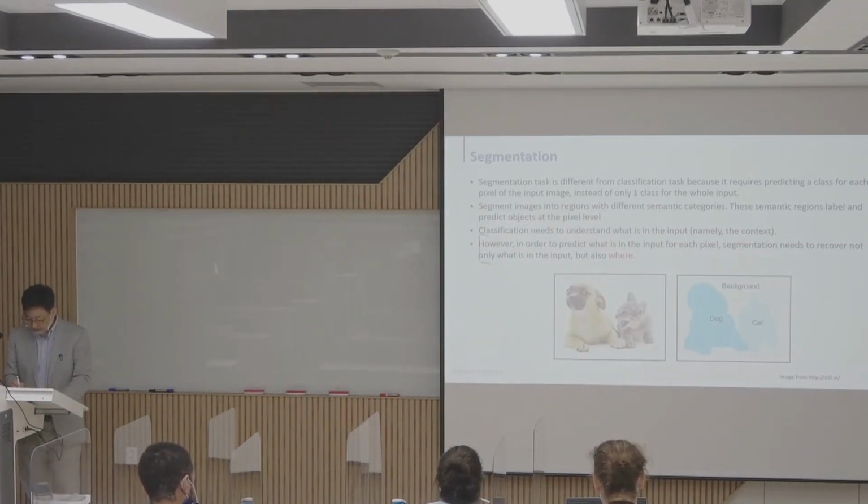Segmentation is different from classification in a sense that classification is about what is in the input image, and for segmentation we also need to know where. So we need to know the location of each pixel. Since we are doing FCN and segmentation, that's why we need skip connections. That's the purpose that we had.